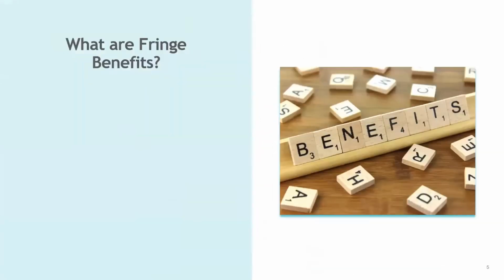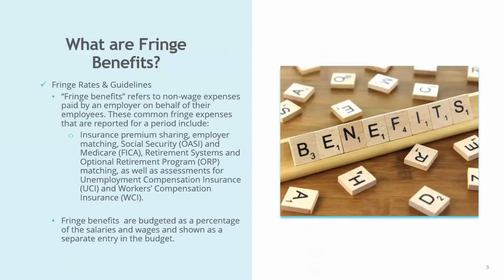So what are fringe benefits? Fringe benefits refer to non-wage expenses paid by an employer on behalf of their employees. These common fringe expenses that are reported for a period include insurance premium sharing, employer matching, Social Security and Medicare, retirement systems, and optional retirement programs matching, as well as assessments for unemployment compensation insurance and workers' compensation insurance. Fringe benefits are budgeted as a percentage of the salaries and wages, shown as a separate item in the budget.